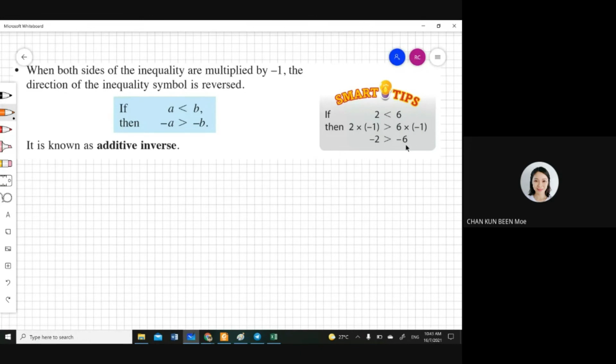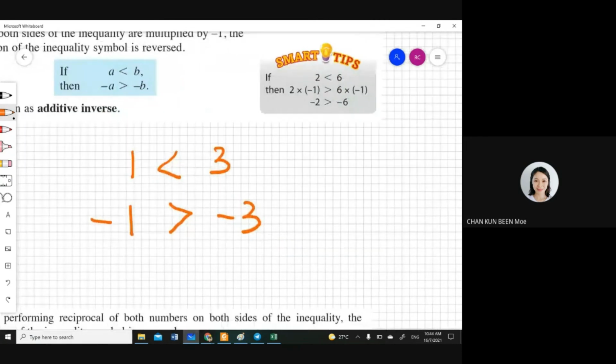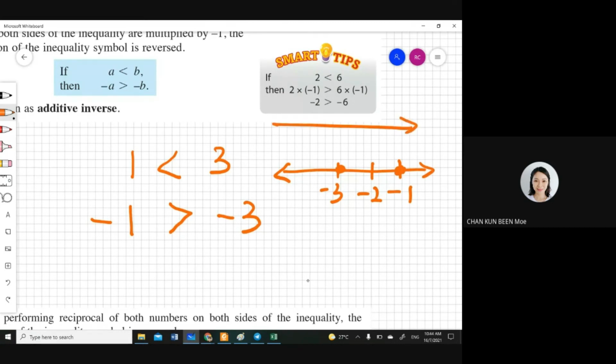That's correct. Okay, now I give you another question also. 1 is less than 3. If I said -1 and -3, so what is the symbol here? Greater than. Yes, correct, greater than, because I already multiplied both of it with a negative sign. Okay, so if you compare on the number line, you will also notice that it is correct. If this is -1, -2, -3, so you can see -1 is greater than -3. Okay, originally 1 is less than 3. Yes, it is also correct.